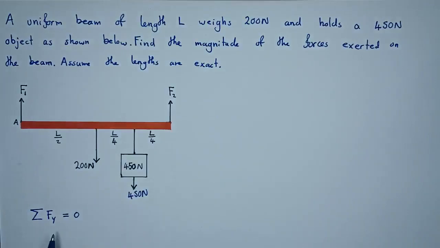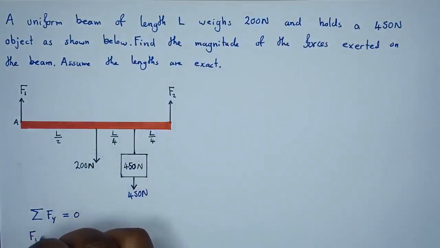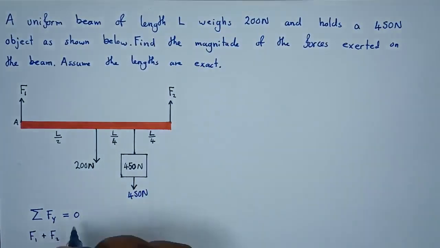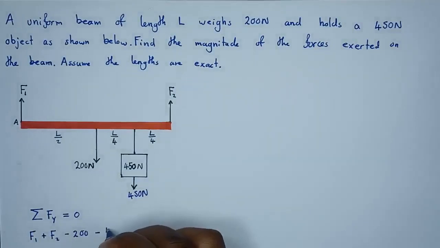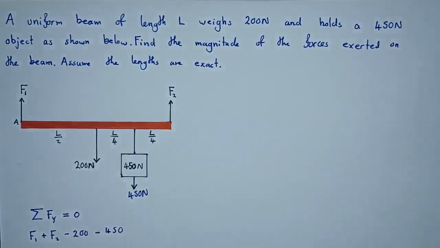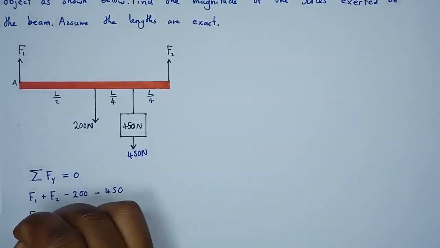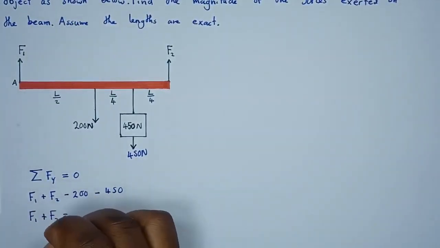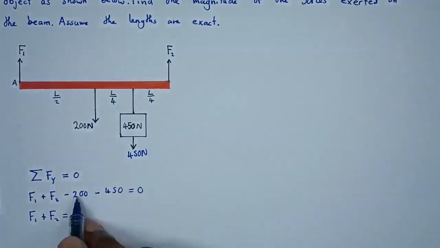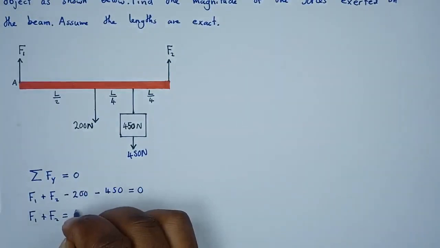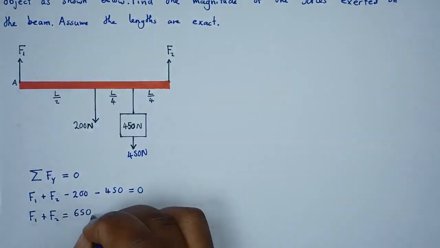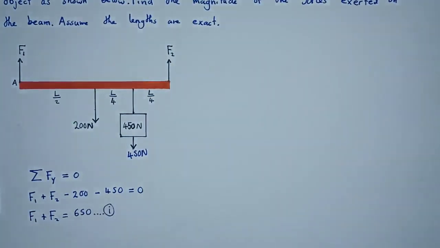So what are the forces acting in the y-axis? The forces which are going up, we consider them to be positive. So we have F1 positive plus F2 positive as well. Then the forces which are going in the opposite direction, we consider them negative. So we have a negative 200 and a negative 450, like that. So at this point now, we can simply say F1 plus F2 is equal to 0. Both of these two forces can go to the other side of the equation and they give us a positive 650. Okay, let's just consider this to be equation number 1. I'll come back to it.